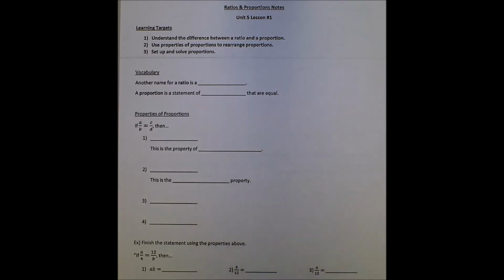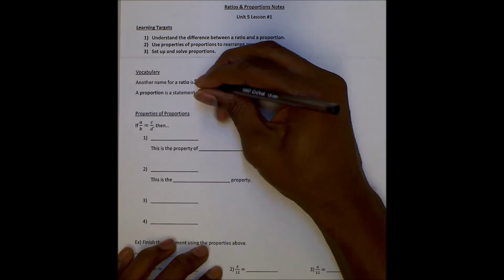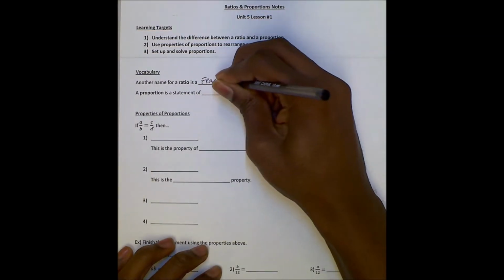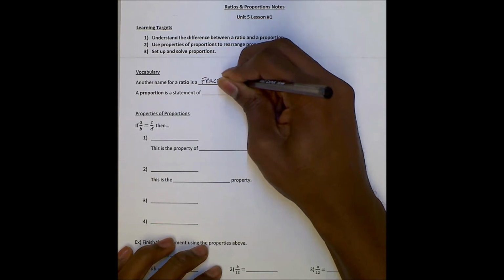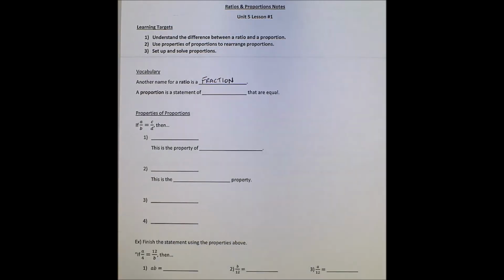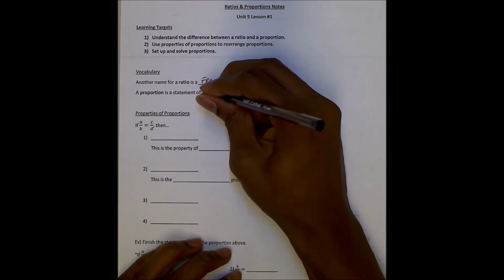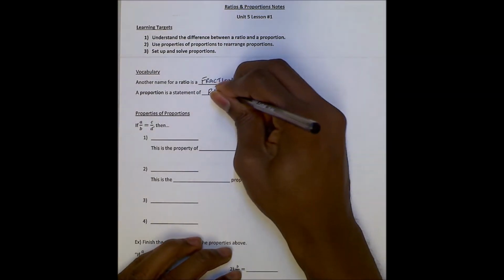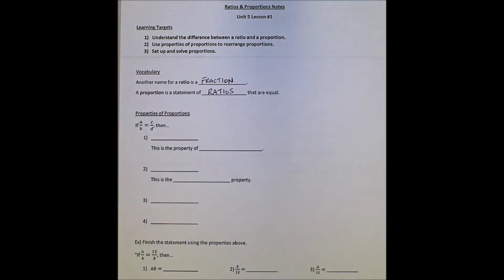Another name for a ratio is a fraction. Okay, so you've definitely been introduced before. You can think of a ratio as a fraction. That's a nice, easy way to think about it. And a proportion is just a statement of fractions that are equal, or ratios that are equal. Okay, we'll deal with this a lot in similarity.